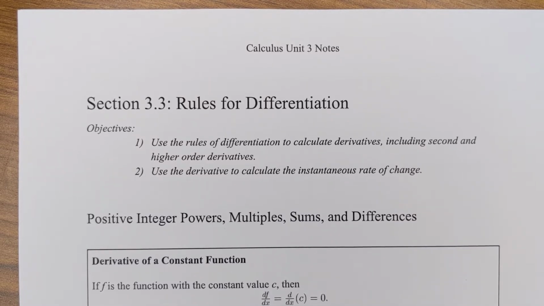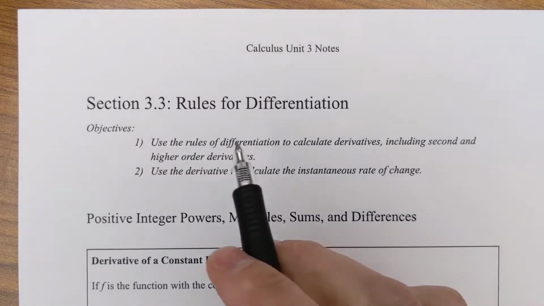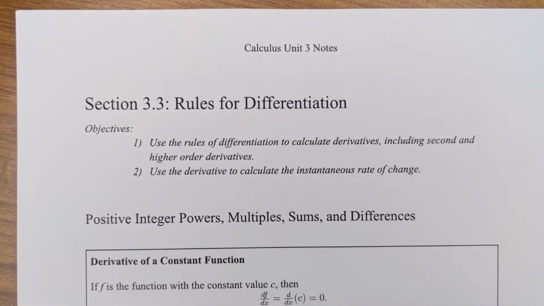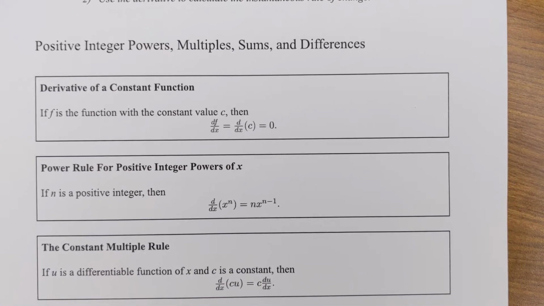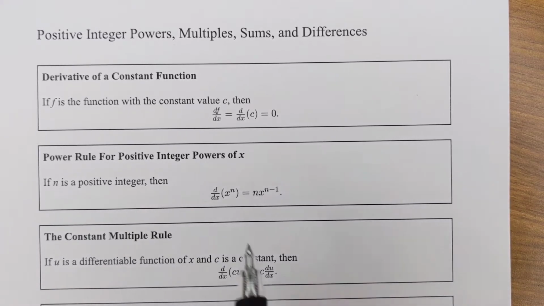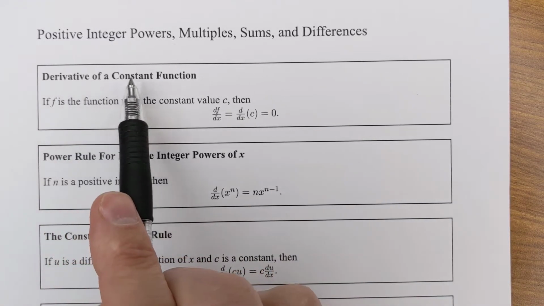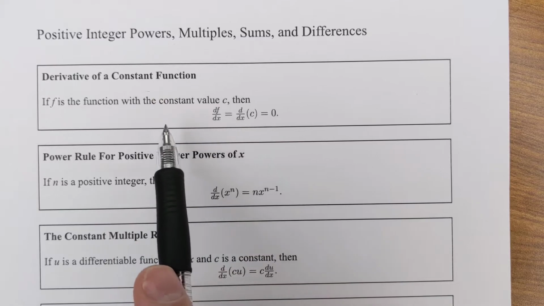All right, so here we've got the notes for section 3.3, rules for differentiation. This section deals with all the shortcuts, so we don't have to keep taking limits over and over and over again. So we have derivatives of a constant function, so that's derivatives of a number.